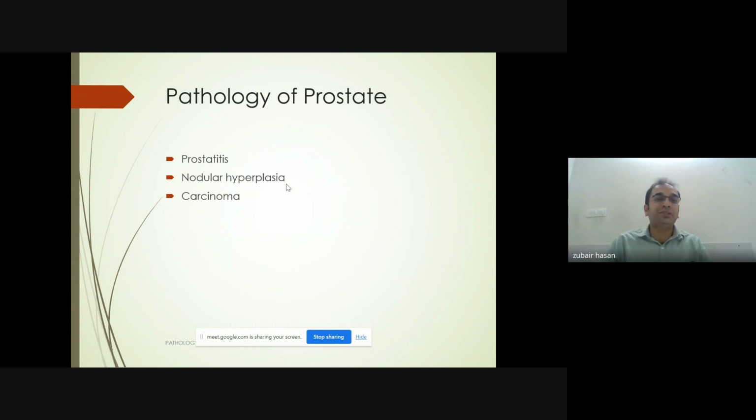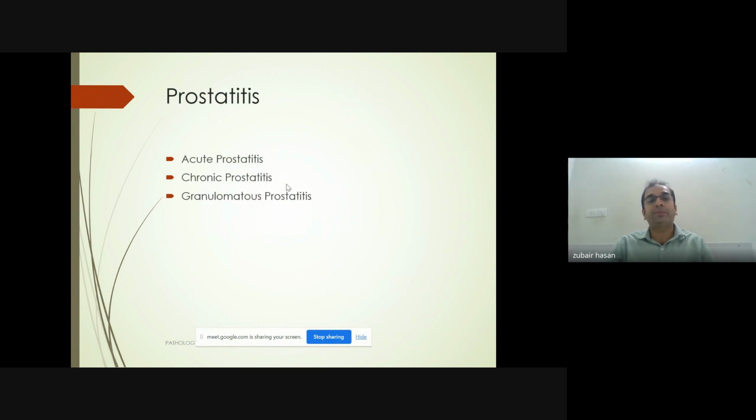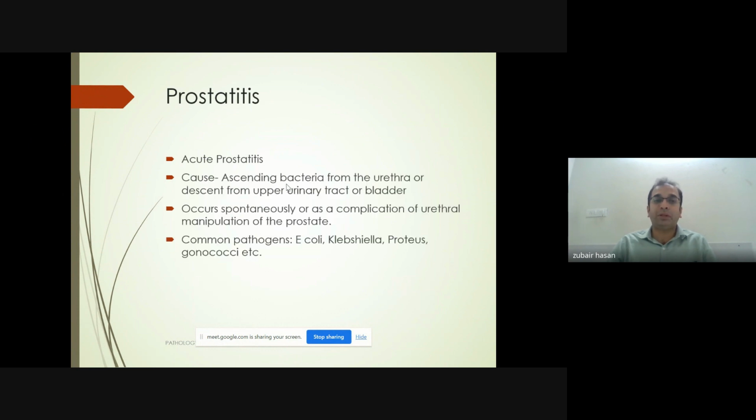Which are the common diseases of prostate gland? We have prostatitis, nodular hyperplasia, and carcinoma. Prostatitis, any itis means inflammation. We're talking about inflammation of the prostate gland, and we can have acute, chronic, or granulomatous. Right? We will see them one by one.